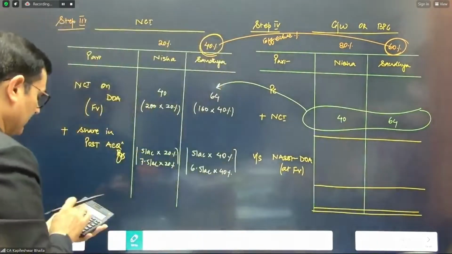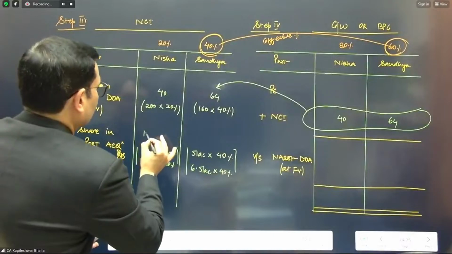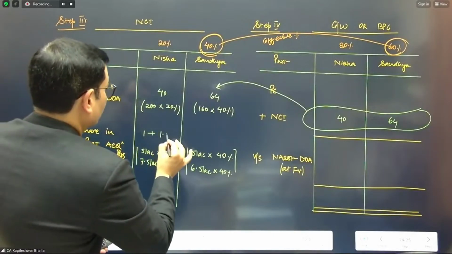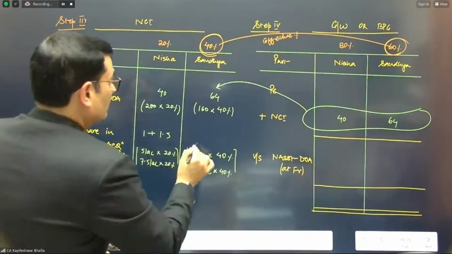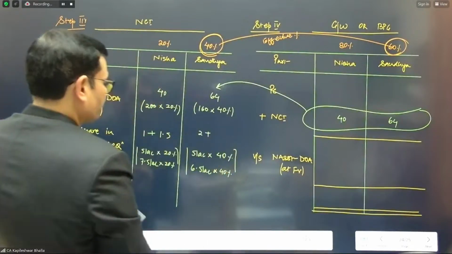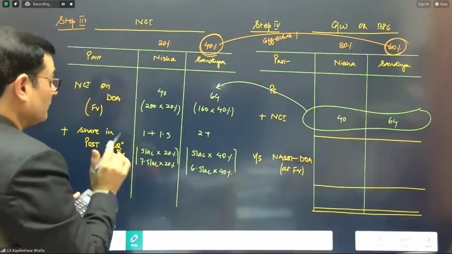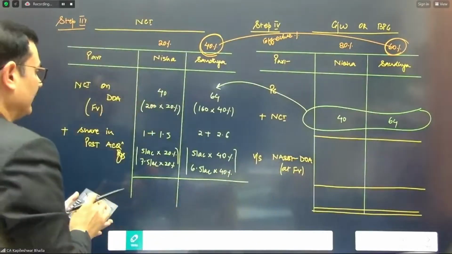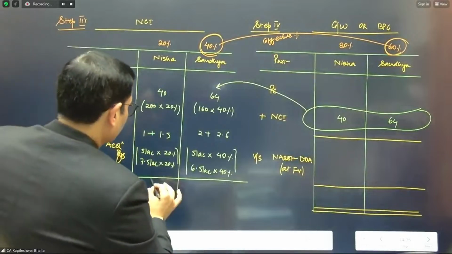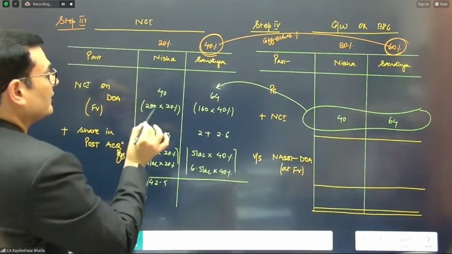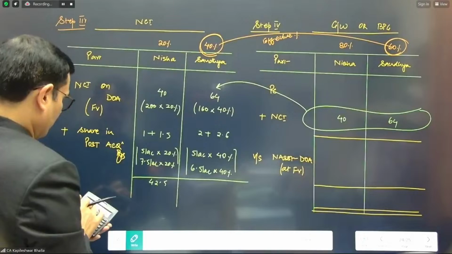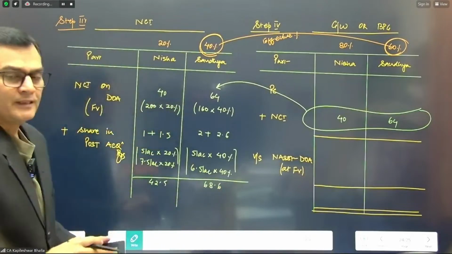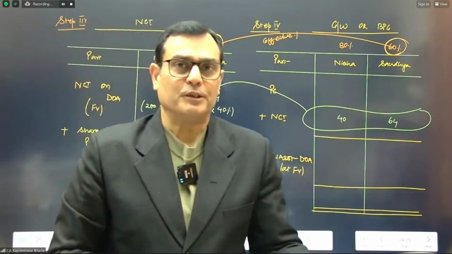Let's get this. So this, I think, works out at 1 plus 7.5 into 20%, 1.5. And this will be 5 into 40%, 2. And 6.5 into 40% is 2.6. So we can get the NCI. So this is going to be 42.5. And this is going to be 64 plus 4.6. That comes to 68.6. I guess so far so good, no complications so far.